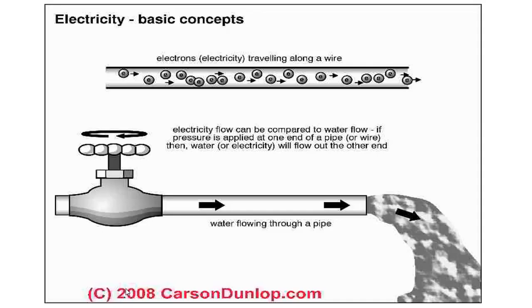So electricity flows because charge flows, so electrons travel along a wire. So electricity flow can be compared to water flow. If pressure is applied at one end of a pipe or wire, then water or electricity will flow out the other end. Okay.